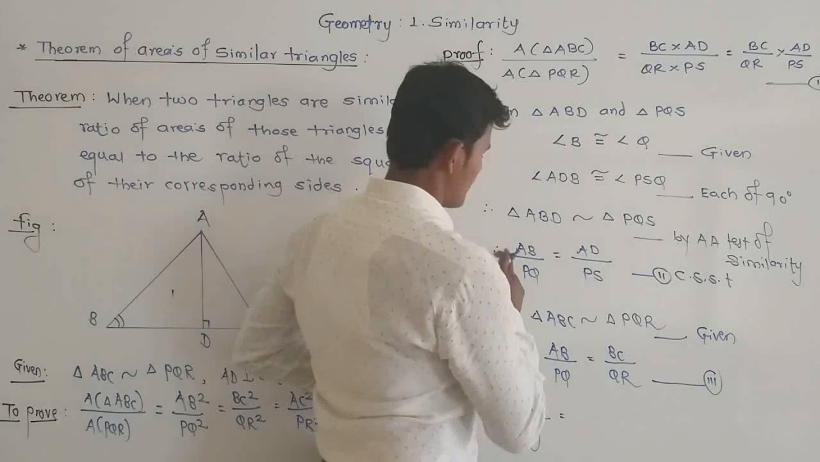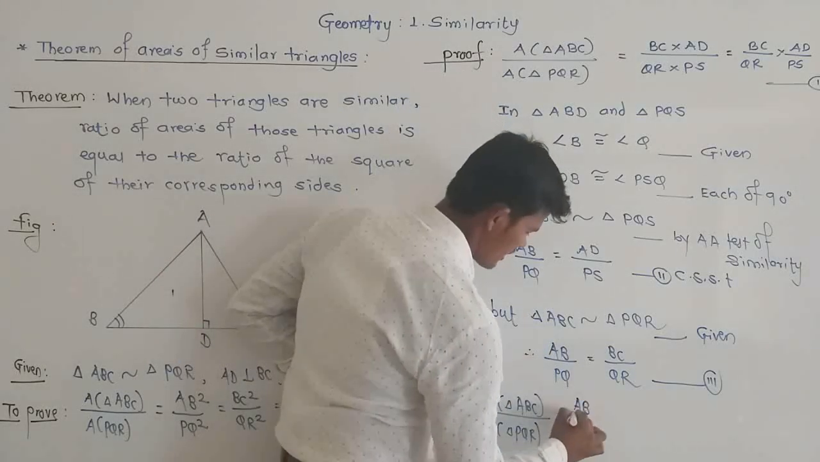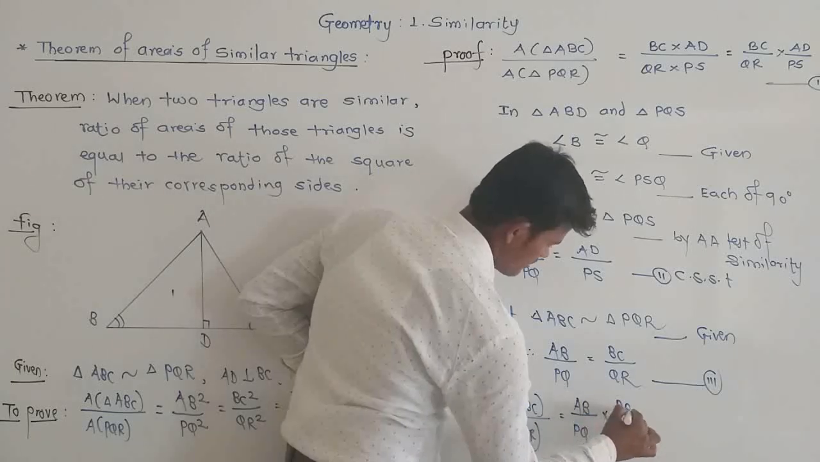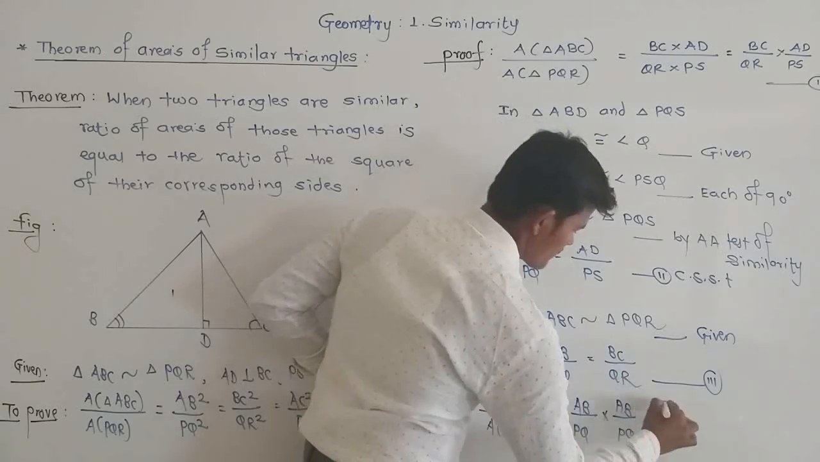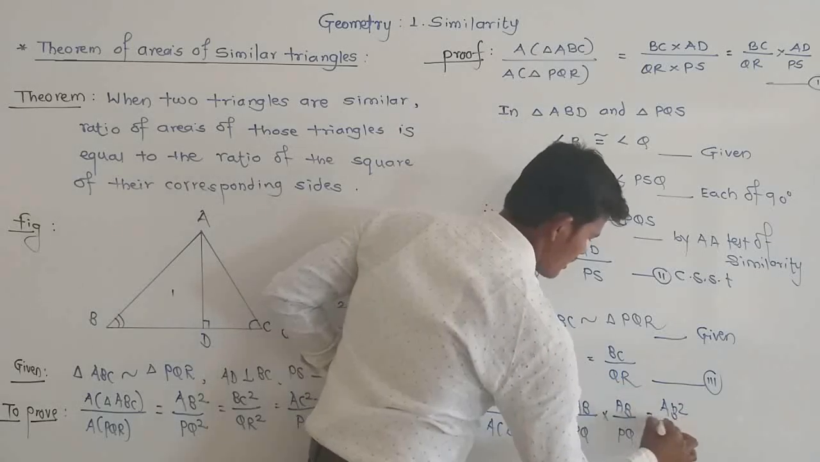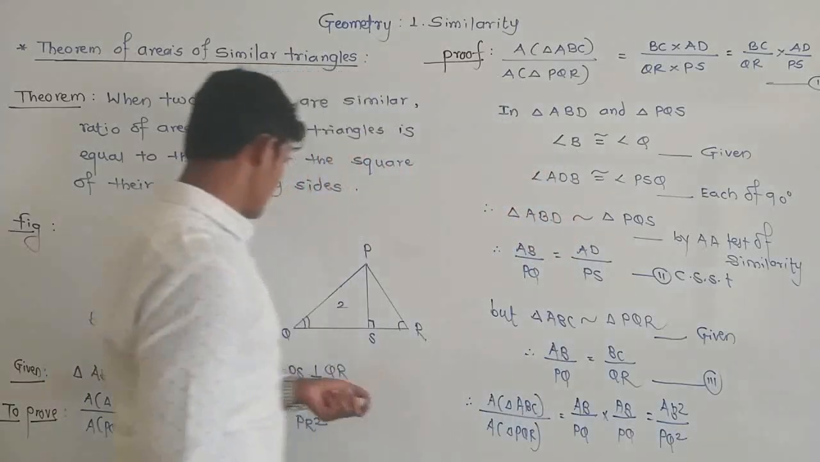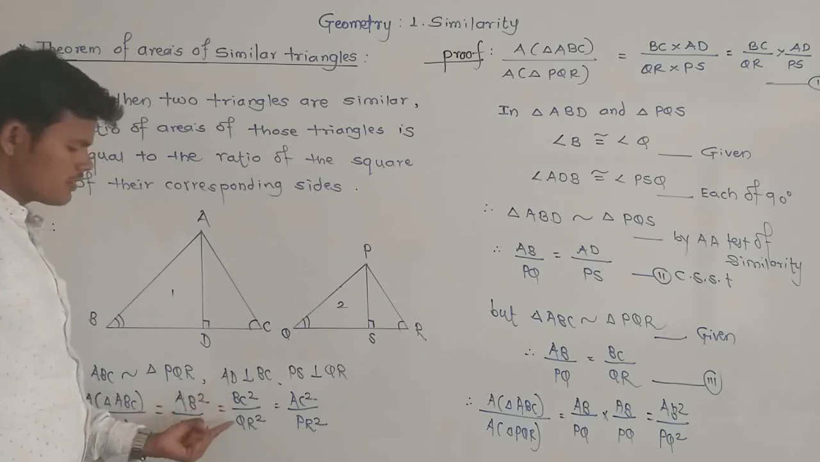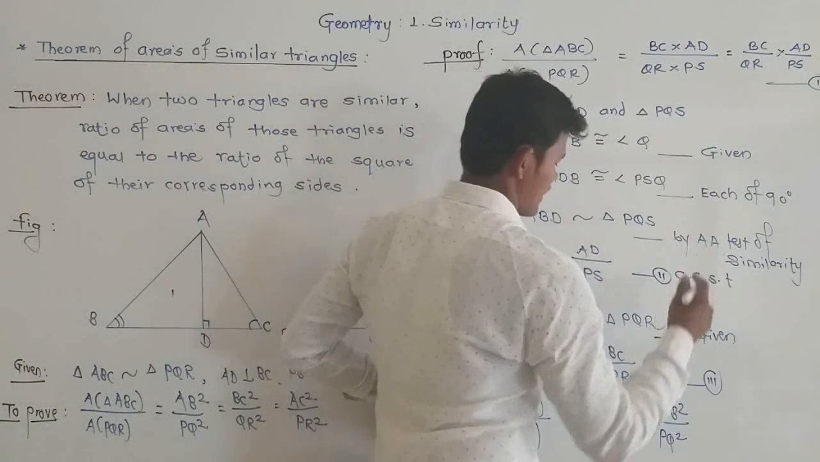So we get AB upon PQ into AB upon PQ. That means AB upon PQ multiplied by AB upon PQ. So here AB into AB, square, upon PQ into PQ, square. So we get AB square upon PQ square. Similarly, we get BC square upon QR square, AC square upon PR square from equation first, second and third.